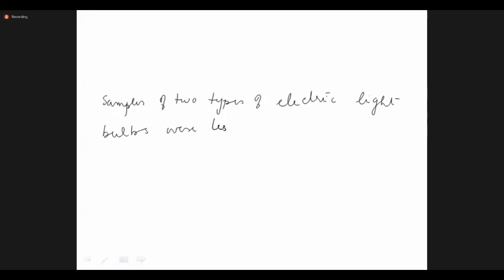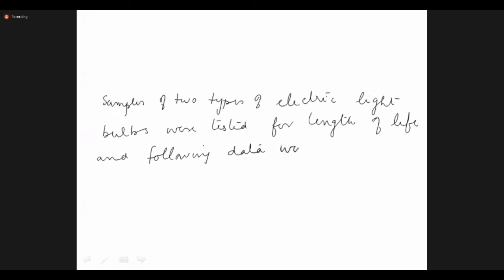Now I am telling the problem. Samples of two types of electric light bulbs were tested for length of life and the following data were obtained.